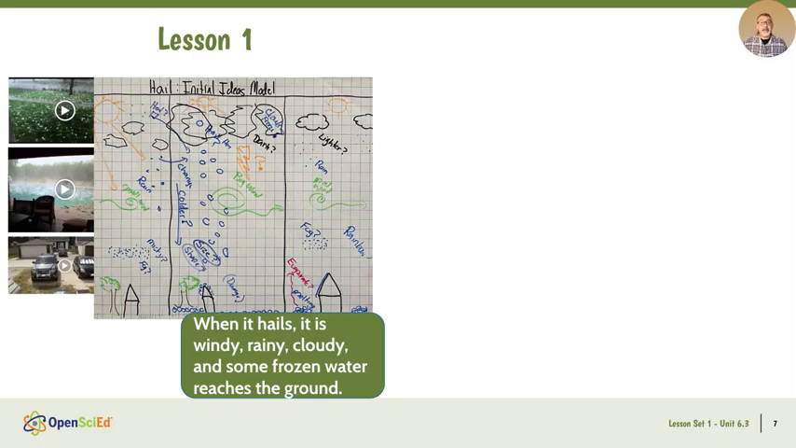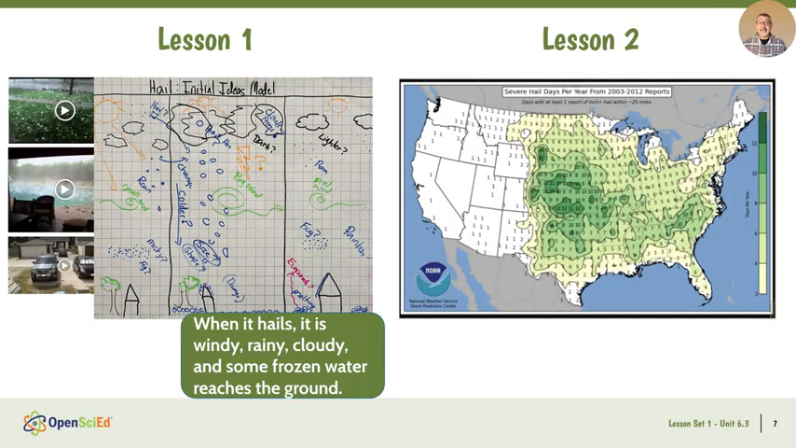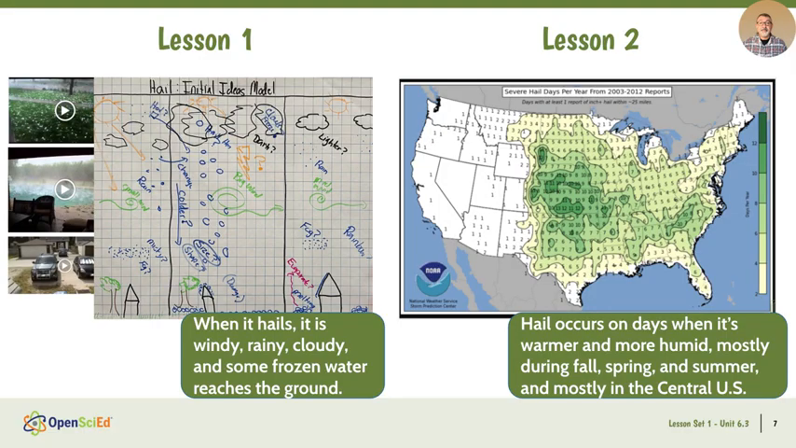We had questions about what the conditions or weather was like on these days when it hailed. So in lesson 2, we interpret data from several hail events to identify weather patterns that may help us explain why hail forms at those locations. We figure out that hail is more common in the central United States. On days when it hails, there is relatively warm temperature and high humidity, so usually not in the winter. And hailstorms appear later in the day and during the fall, spring, and summer, again, not during the winter.